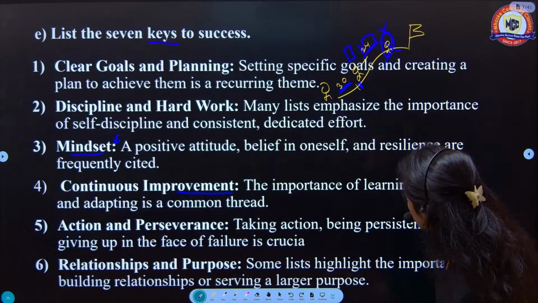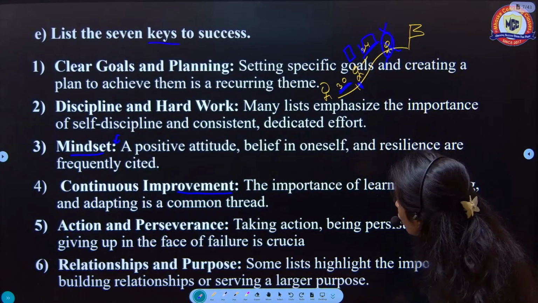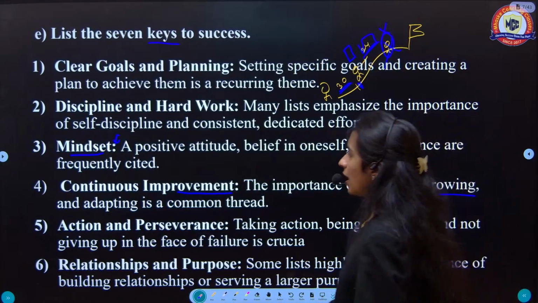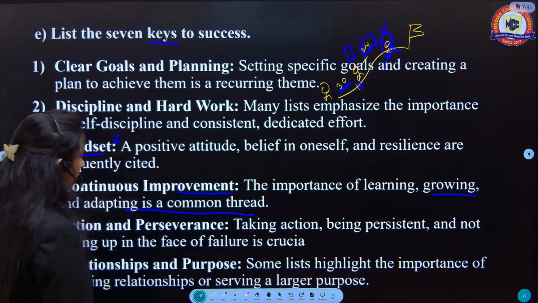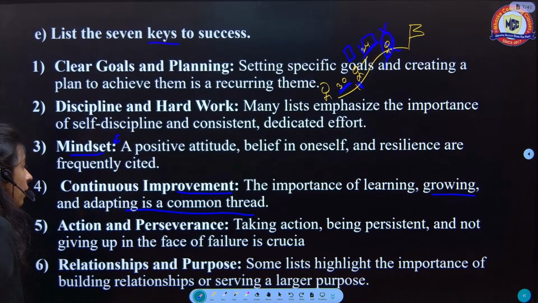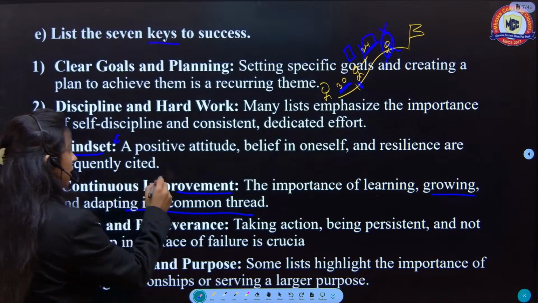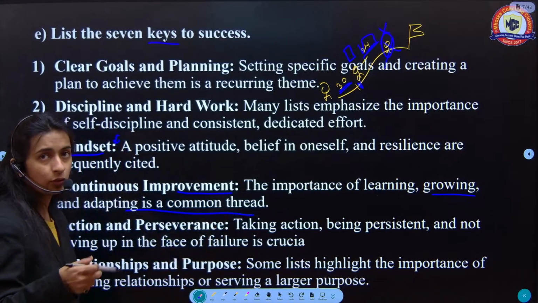And it is really important for growing, and adapting is a common thread. So when you start adopting it, it will become a common thread, and if you start continuously improving, you will grow further.